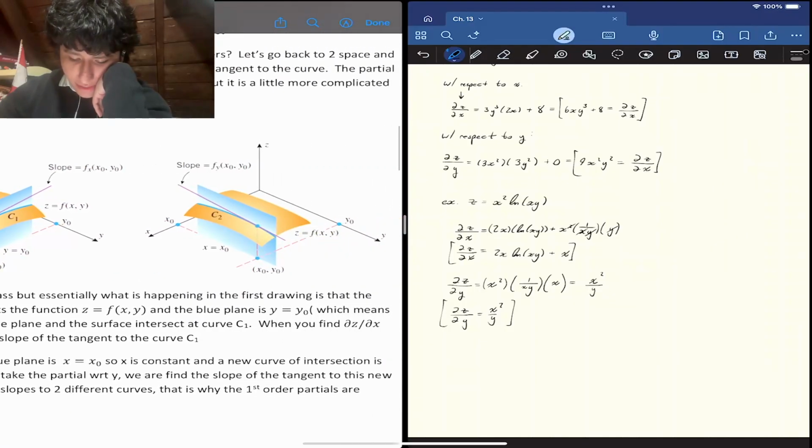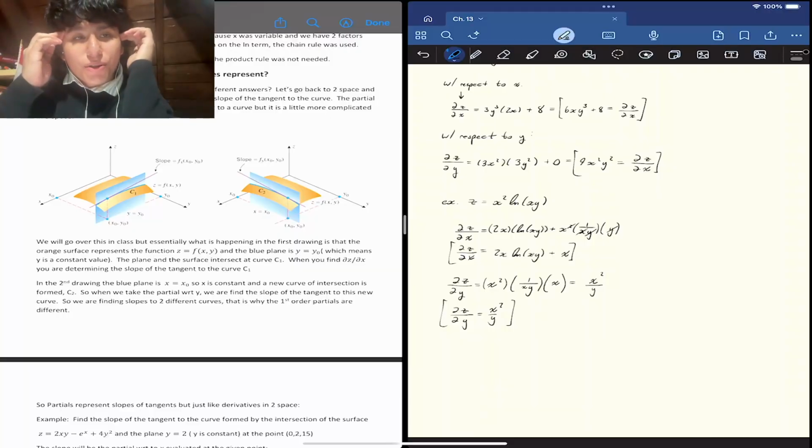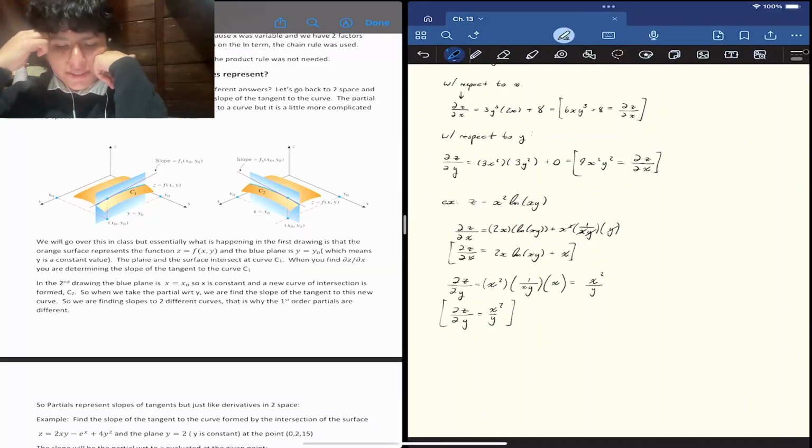What am I looking at right now? I hate when they do that. We will go over this in class. Okay, what if I wasn't there? Am I just cooked? I don't understand what you want me to do.